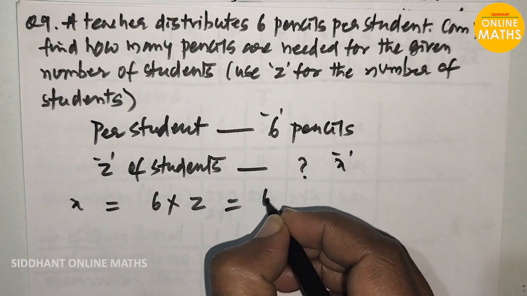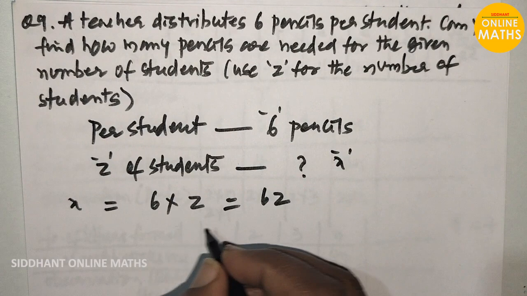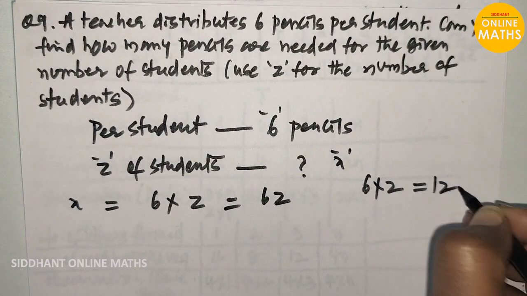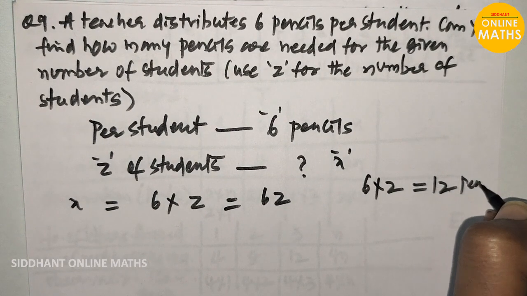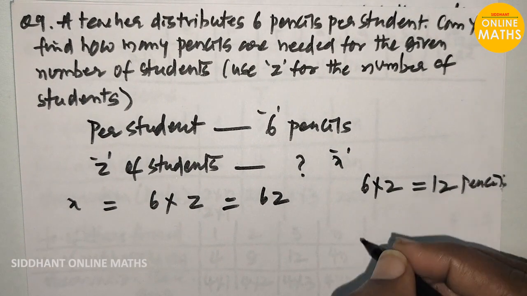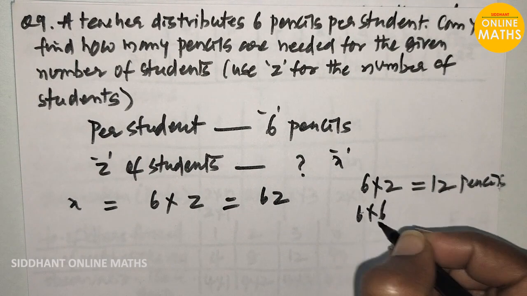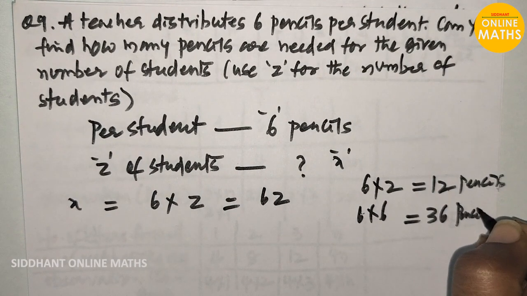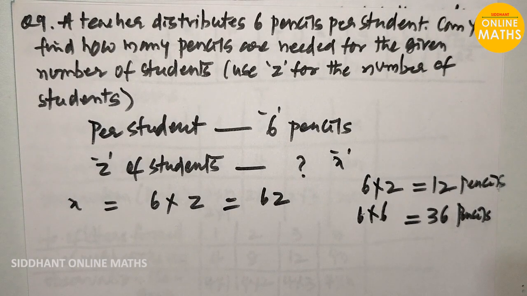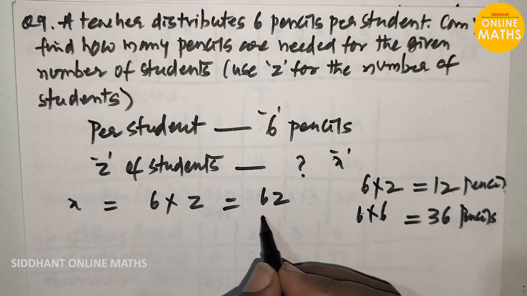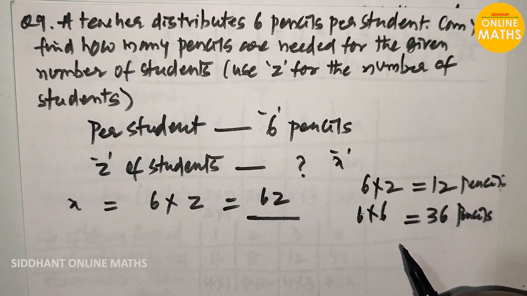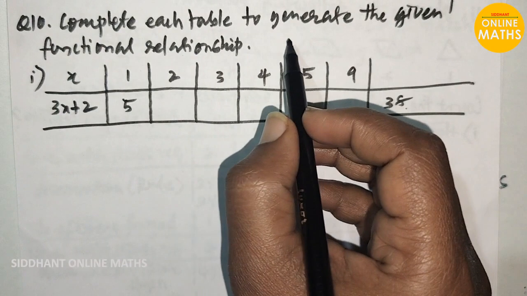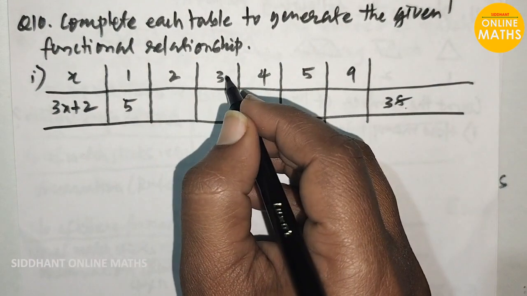That will be 6Z. So if the number of students is 2, then 6 into 2, that will be 12 pencils required here. If the number of students is 6, then 6 into 6, that means 36 pencils are required. So the pattern will be 6Z.